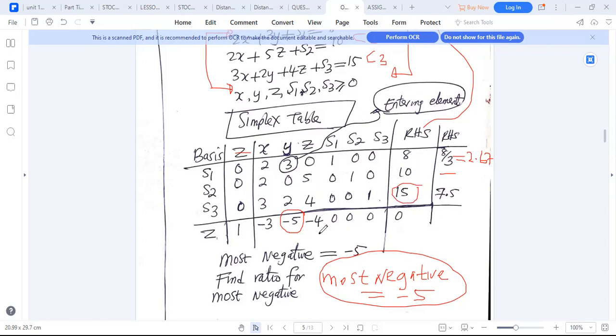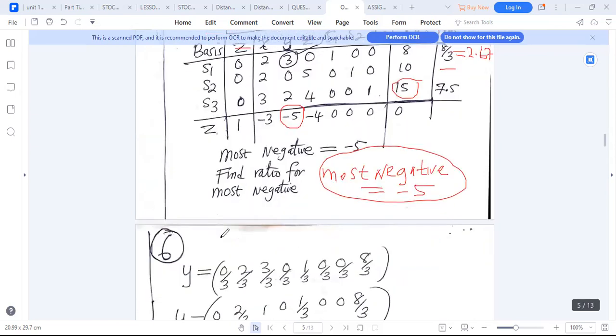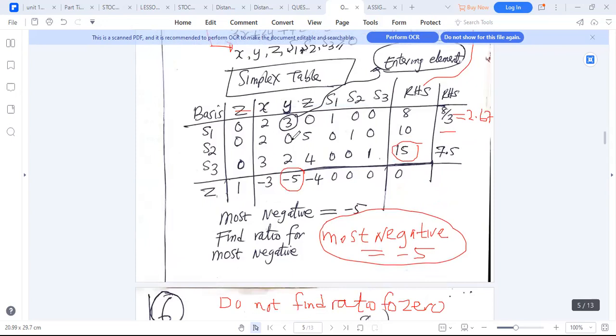Do not find the ratio for 0. What I mean is that we don't have to find the ratio for 0 here.